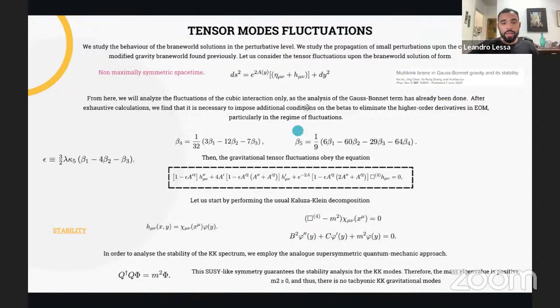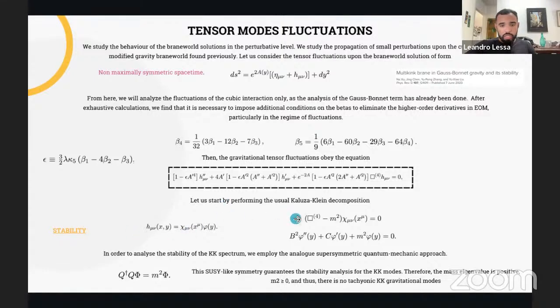So you are necessary to put another conditions. Again, if you assume there are another two conditions here, now in beta 4 and beta 5, you can eliminate the higher order derivative in the equation of motion. Indeed, we have here the equation that describes the gravitational fluctuations, and we don't have any high derivative contributions. So you can make something with this equation, but here I will show just stability assumed.